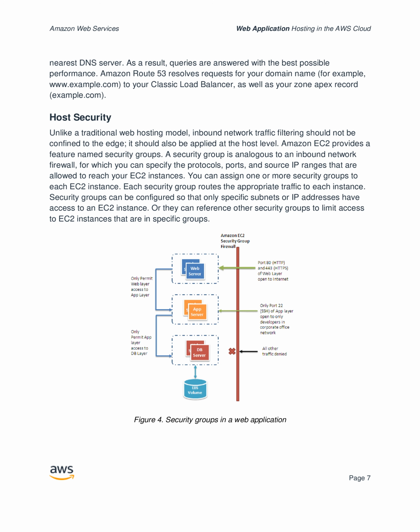You can assign one or more security groups to each EC2 instance. Each security group routes the appropriate traffic to each instance. Security groups can be configured so that only specific subnets or IP addresses have access to an EC2 instance. Or they can reference other security groups to limit access to EC2 instances that are in specific groups.